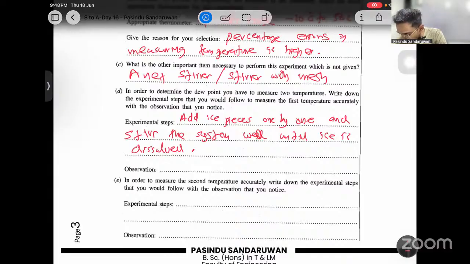Observation: beginning of tarnishing of the surface of the calorimeter.